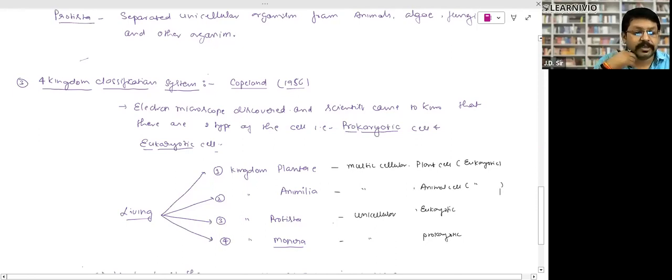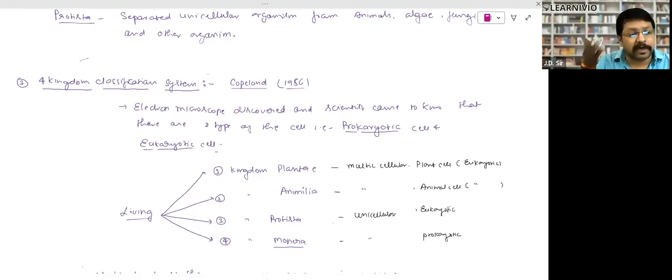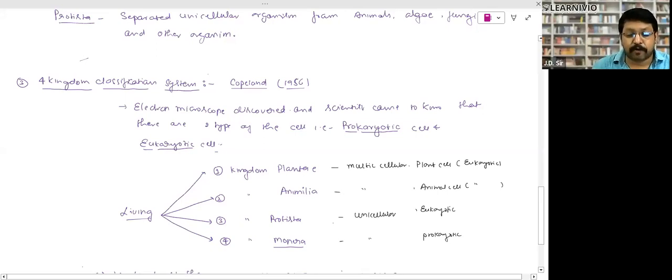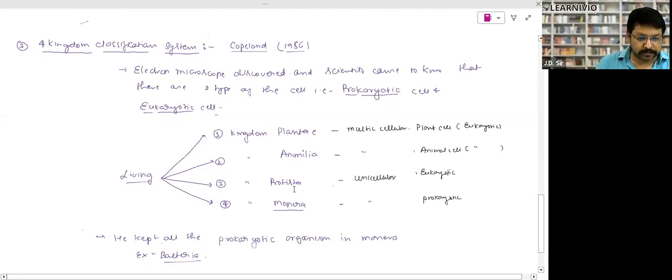Before 1956, the electron microscope had not been discovered. At the advent of the electron microscope, they came to know there are 2 kinds of cell, prokaryotic and eukaryotic. So Copeland said that prokaryotic cells should be separated from eukaryotic cells, right?